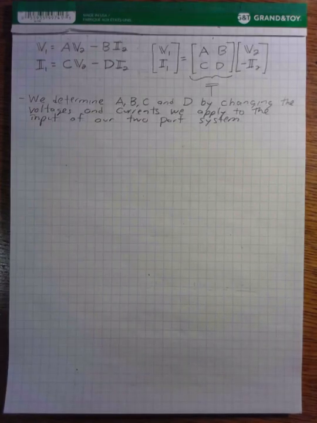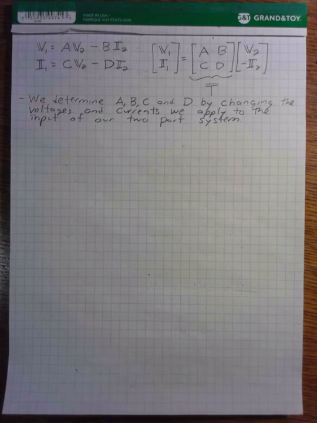So our next job will be to solve for, or to at least present the method for solving for, the values of A, B, C, and D. And we determine these numbers basically by changing the voltages and currents that we apply to the input of our 2-port system. This can be done using mathematical analysis, which is what we're going to be doing on paper. But you could equally do this with an actual physical 2-port system that you have in the lab.